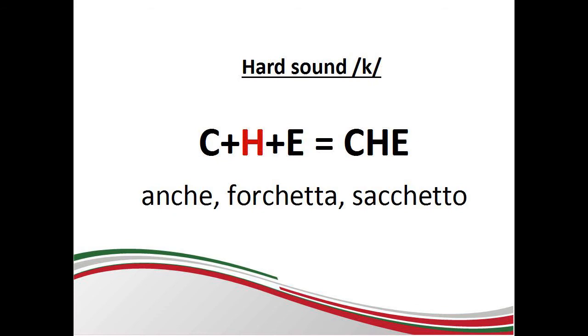To get the hard sound with the vowels E and I, you need to put the letter H between C and any of these two vowels. For example, C-H-E is spelled ke. Anche. Forchetta. Sacchetto.